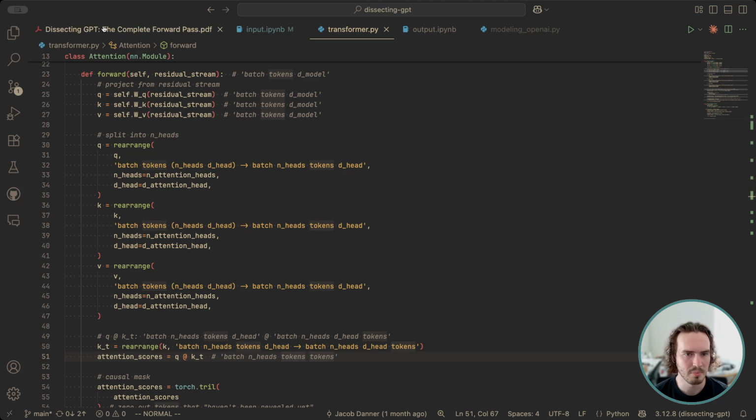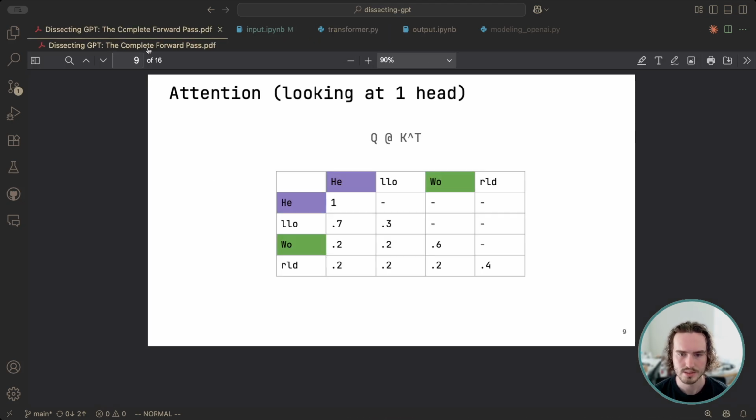And so stepping back into the diagram here, these are fake values, but this is kind of what is happening. So we have our token by token grid or matrix. And so pretty much what is supposed to happen in this attention calculation of score is each token gets to look at all the other tokens and then contextualize itself in terms of the context that surrounds it.